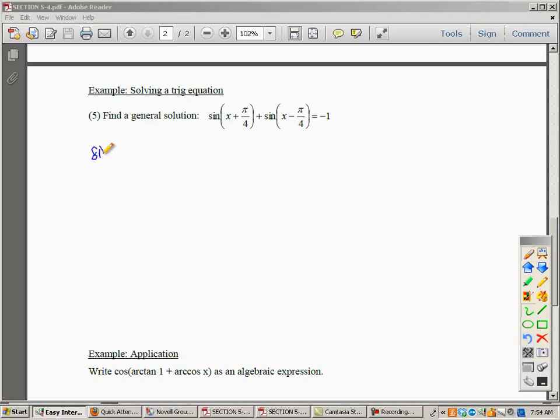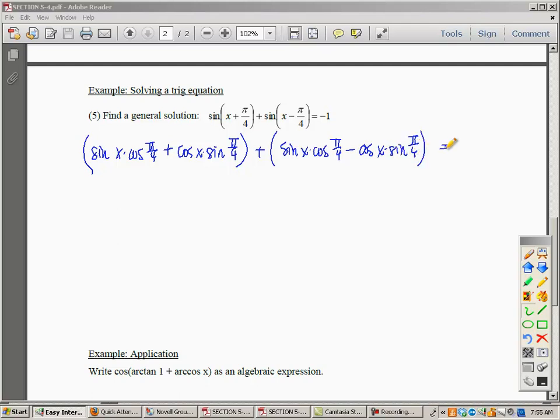Take a look though. We're going to use the sum and difference for this first one. And according to our sum and difference properties, we take the sine of x times the cosine of that angle. And it's a plus, so plus the cosine of x times the sine of that angle. And so there's the first one. Plus, let's do the second one. The sine of x times the cosine of pi over 4 minus the cosine of x times the sine of pi over 4. This all will equal negative 1 then.